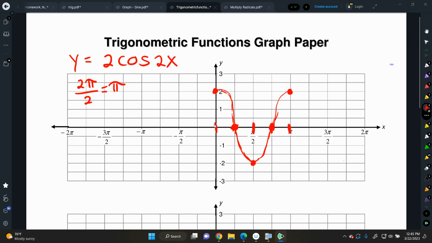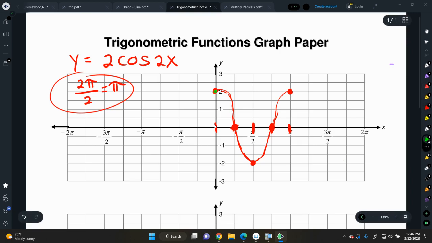I still don't understand the 2 pi over 2 equals pi. What does pi mean in terms of the period? The period means how long it's going to take to finish the cycle. So if I started up here at 2, how long is it going to take me to get back up to that 2 again? If I continue this graph, it's going to look exactly the same again, like that. So it takes pi units to do one full cycle.